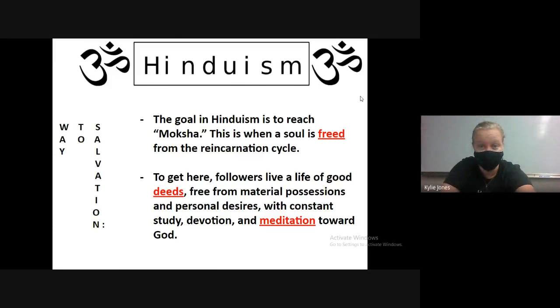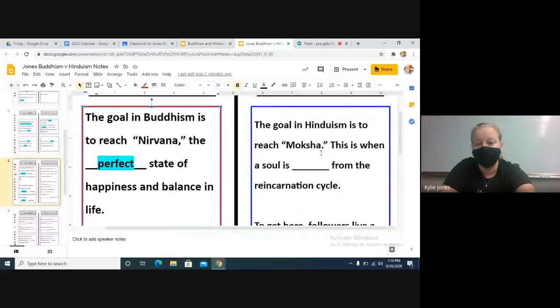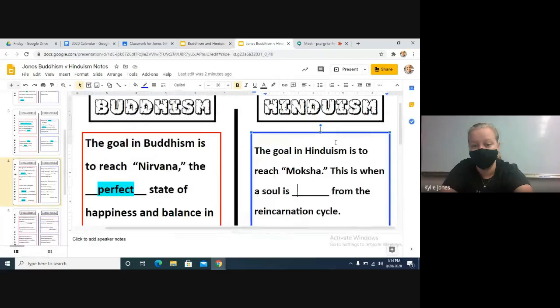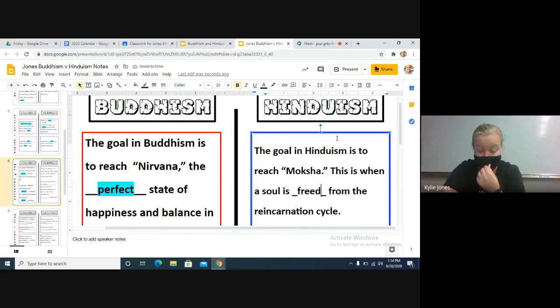Okay, let's go type that up. So the goal in Hinduism is when the soul is freed from the reincarnation cycle.